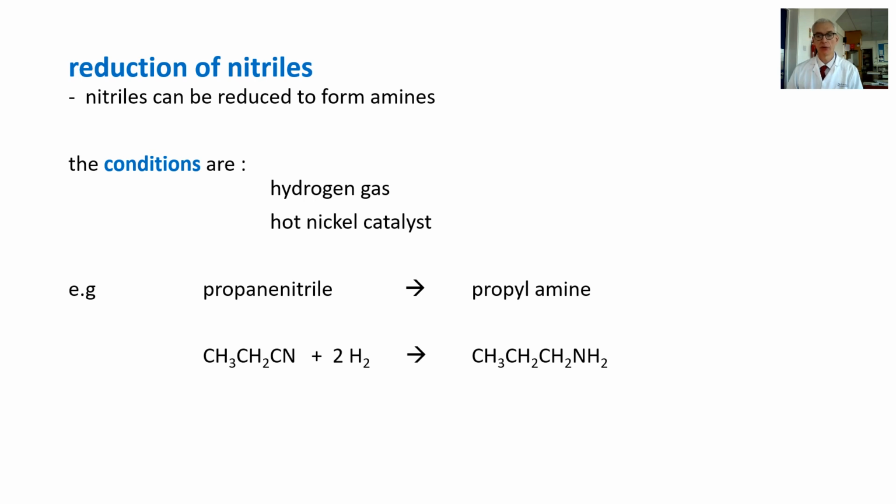So we have propyl amine. We've added 2 hydrogens to the carbon of the nitrile and 2 hydrogens to the nitrogen of the nitrile. So I may remind you, there's initially a triple bond in the nitrile group, carbon triple bond nitrogen. So it's now carbon single bond nitrogen, CH2 NH2. So there is our propyl amine product.